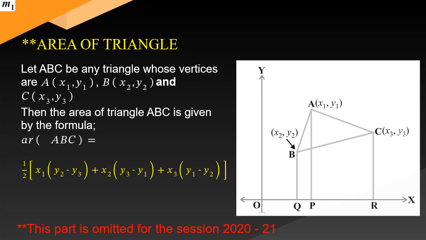So let ABC be any triangle whose vertices are A x1 y1, B x2 y2 and C x3 y3. Then the area of triangle ABC is given by the formula: area of triangle ABC equals half of x1 into y2 minus y3 plus x2 into y3 minus y1 plus x3 into y1 minus y2. With the help of this formula, we can easily find the area of triangle ABC.